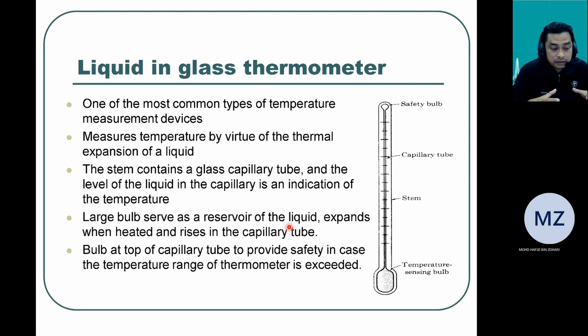So first, we look at the first sensor, which is the liquid in glass thermometer. I think everyone knows the mechanism of this one. We have a bulb here. The bulb has either mercury or any kind of liquid that can expand with the temperature increase. So it will move in the capillary tube, showing the level of expansion to show the level of coldness or hotness in that environment.